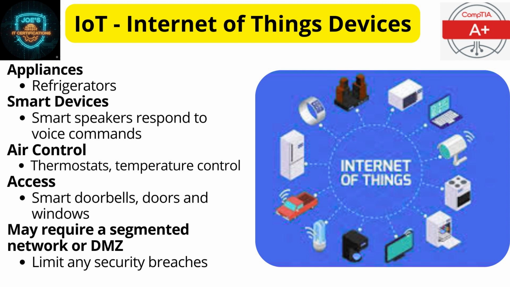And one of the challenges with IoT devices is that the companies making refrigerators or speakers or thermostats are very good at making those appliances and air control systems, but they may not be good at connecting to networks and maintaining security of those networks. For that reason, you may want to put these IoT devices on their own segmented network to limit any access that could occur should someone gain access to an IoT device.